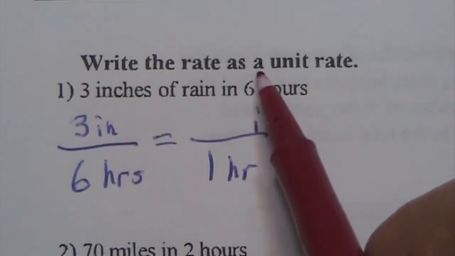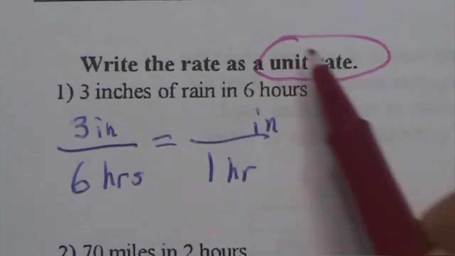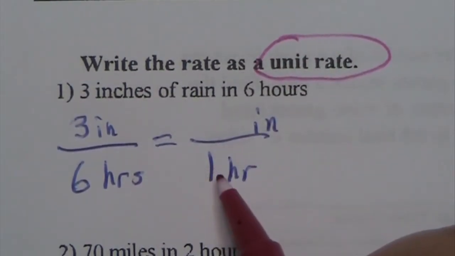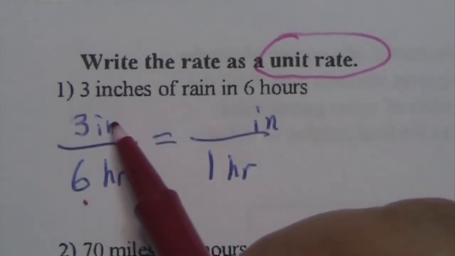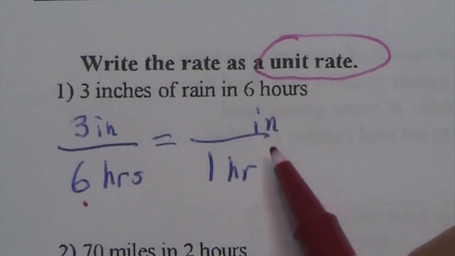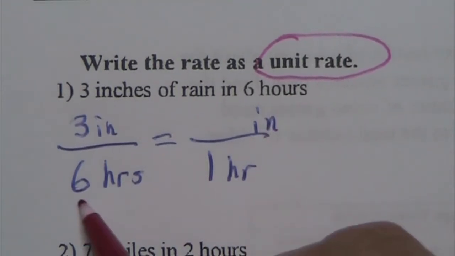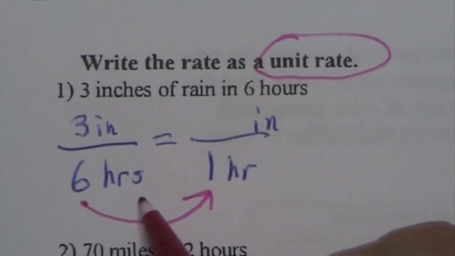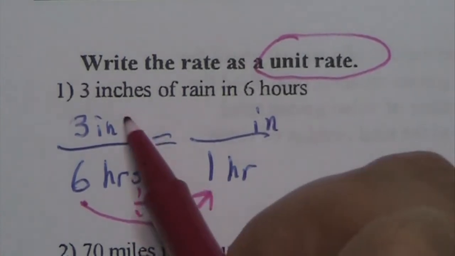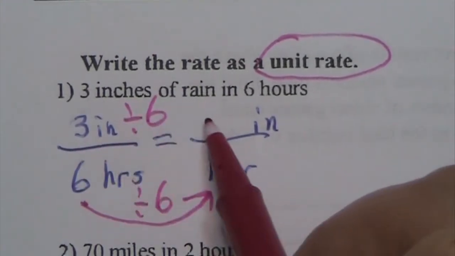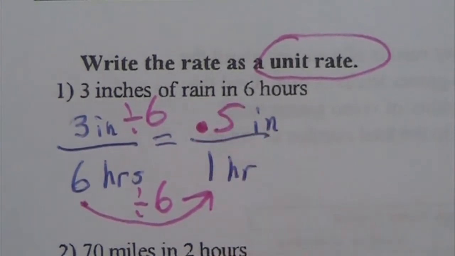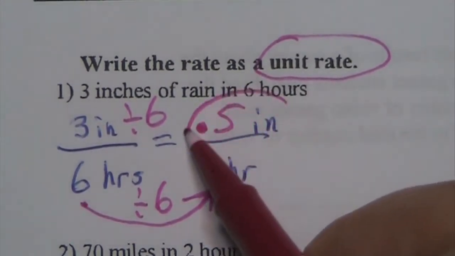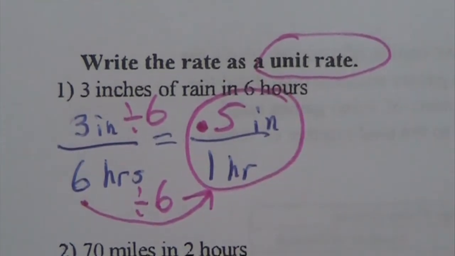Notice it says to write the rate as a unit rate. This means we have 1 in the denominator. So to go from, and notice my units, inches, hours, so I must have inches, hours on this side. To go from 6 to 1, I have to divide by 6. That means I have to divide by 6 on the top. 3 divided by 6 is 1/2, or you could write 0.5. 0.5 inches.